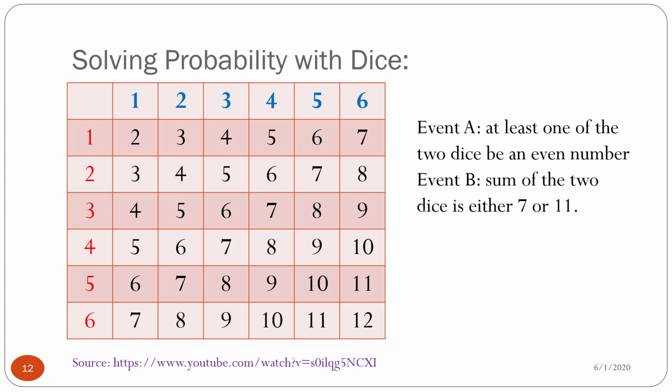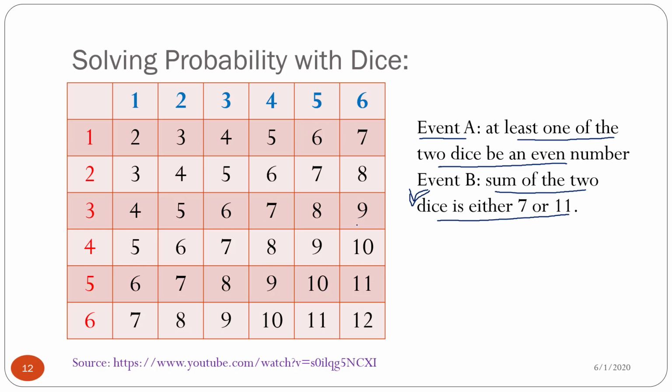Okay, so whenever you are doing this, we want to keep an eye on what our events are. Event A says that at least one of the two dice is an even number, and event B says that the sum of the two dice is either 7 or 11. So case B can be easily solved by making this table.